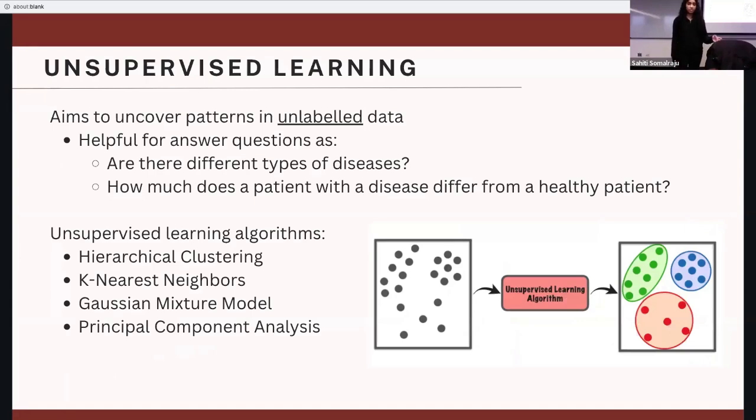There's also unsupervised learning, where now the goal is to uncover patterns in unlabeled data. And this is very helpful to answer questions such as, are there different types of diseases? How much does a patient with a disease differ from one who is healthy? And here there are different unsupervised learning algorithms such as hierarchical clustering, k-nearest neighbors, Gaussian mixture model, and principal component analysis.